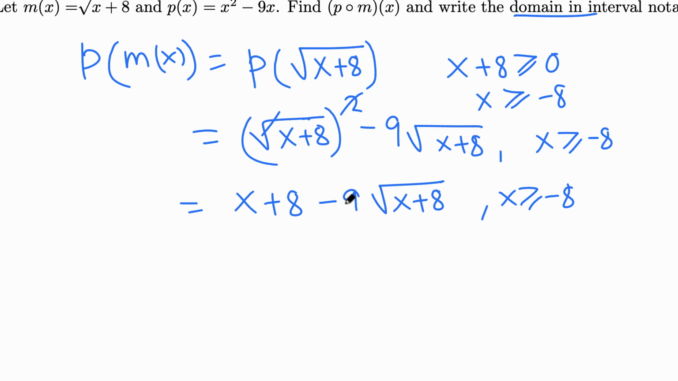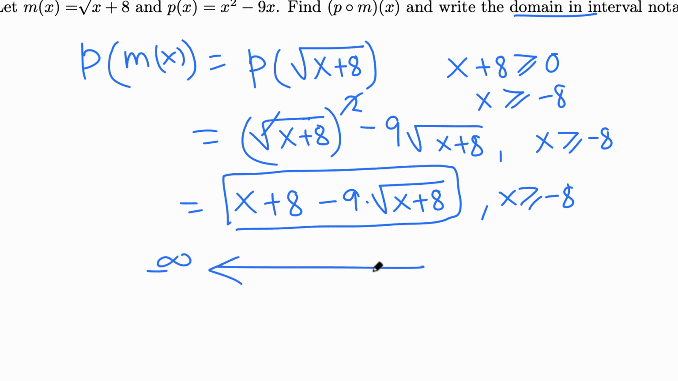8 minus 9 is negative 1, that's not the case. Okay, it's 9 times something. So this is it, and the restriction x bigger than or equal to negative 8 for this one comes from here, and there are no other restrictions. That's it. So this is the composite function, and its domain is this.